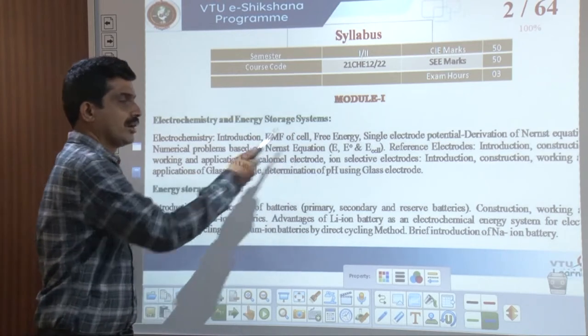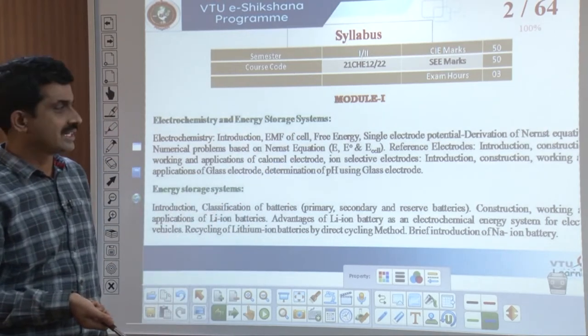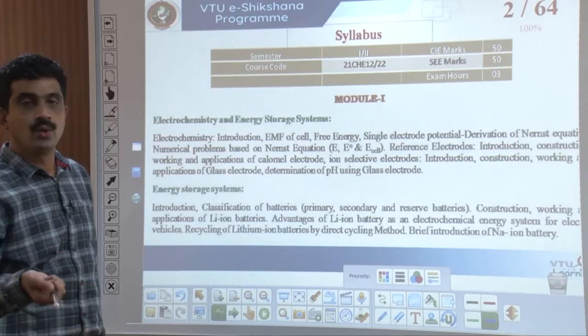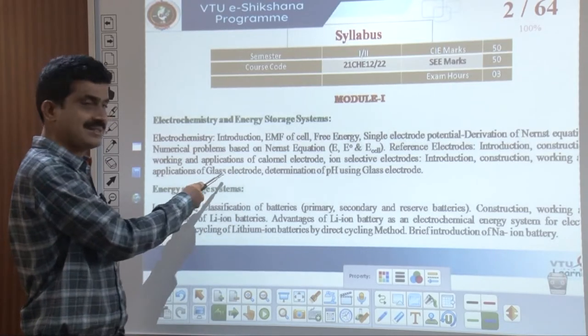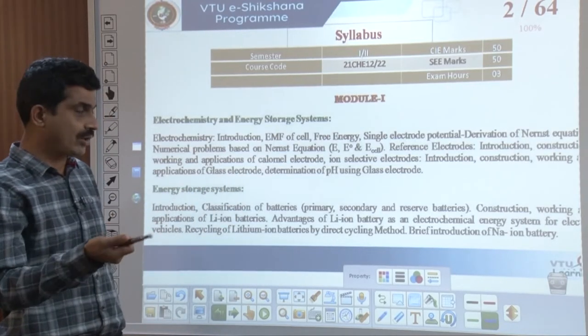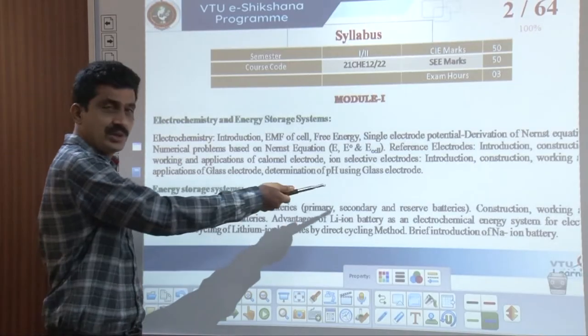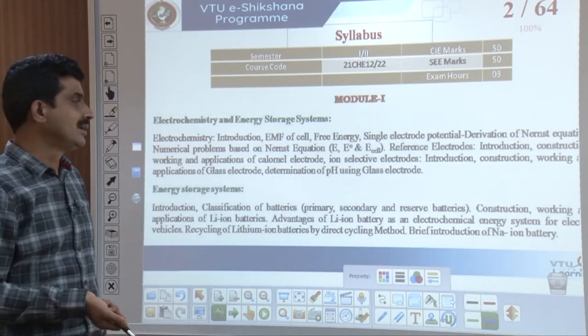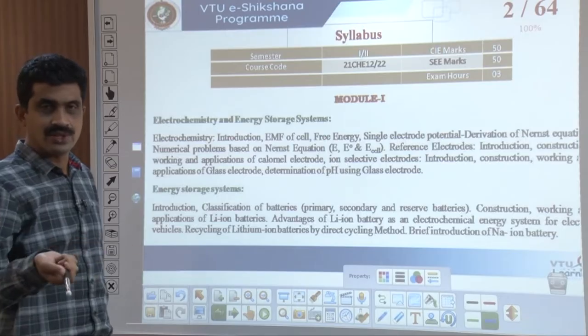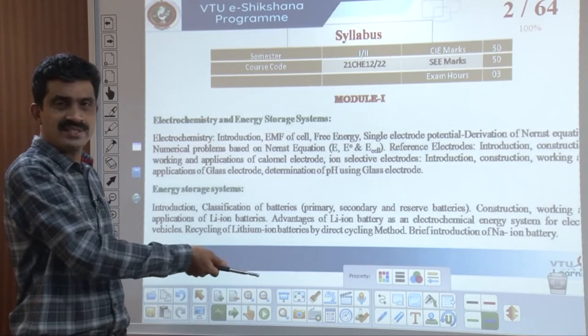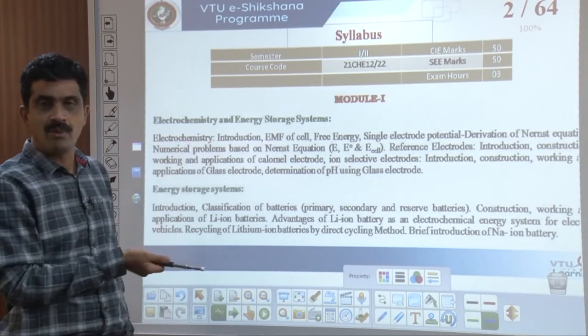Then ion selective electrodes. What are ion selective electrodes? Then how an ion selective electrode, glass electrode, is constructed, how it operates, then how it is utilized in determining the pH of a solution. All this we will be discussing in the first chapter of module 1.